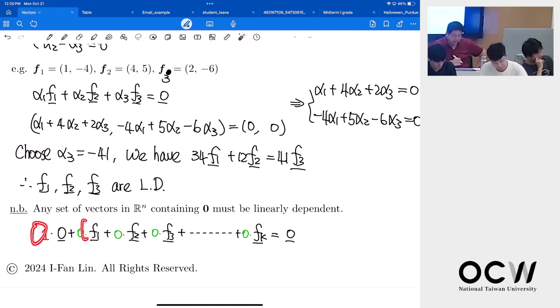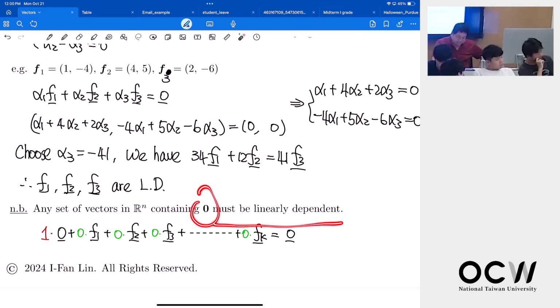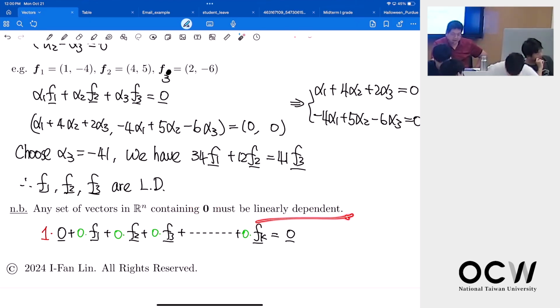Unless you have all zeros, then we say that this is linearly independent. But here, the coefficient I can choose any number, not 0. So if you have a 0 vector in your set, then they are always linearly dependent.